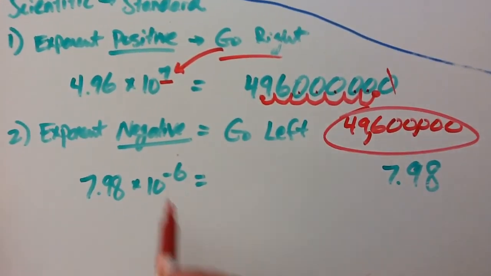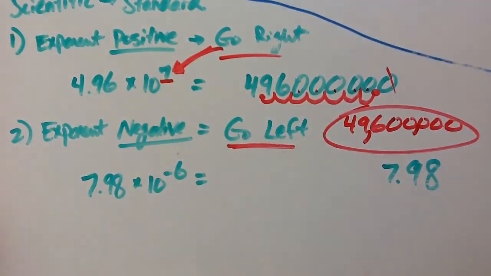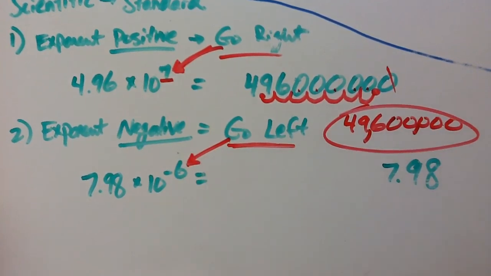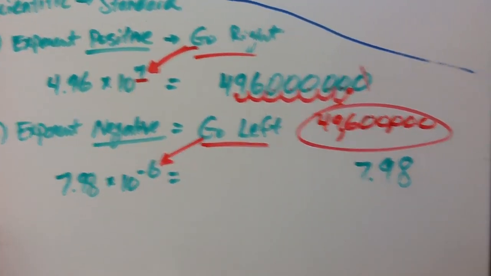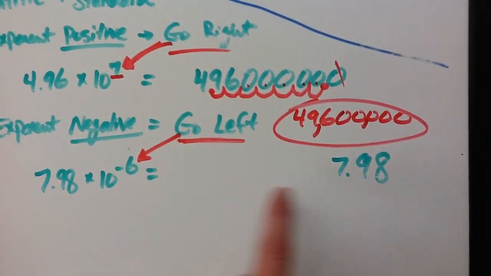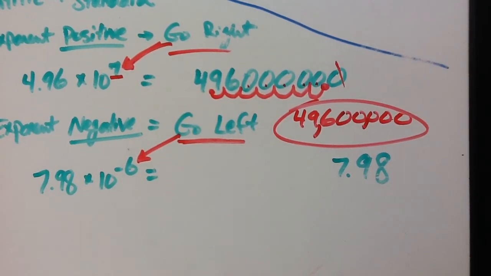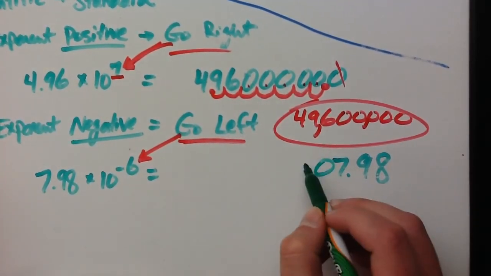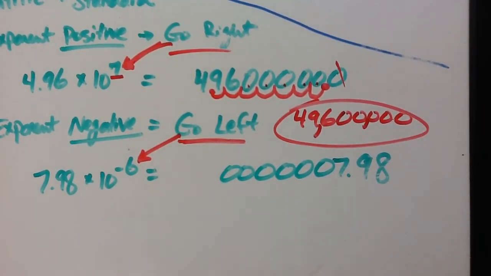Okay, one more. When the exponent is negative, I would go left. So if it's positive, I go right with the decimal. If it's negative, I go left that many spaces. So 7.98 times 10 to the negative 6. Here's my number, 7.98. I'm going to go left 6 spaces. So I'm going to have to add some placeholder zeros here in this number. Let's add some placeholder zeros so that I can see myself going left with the decimal.